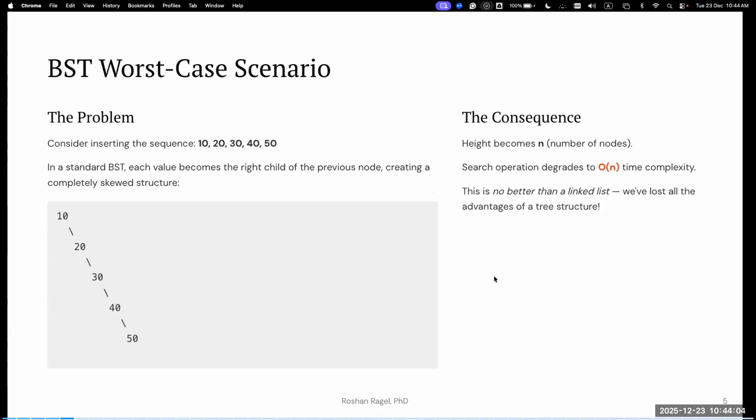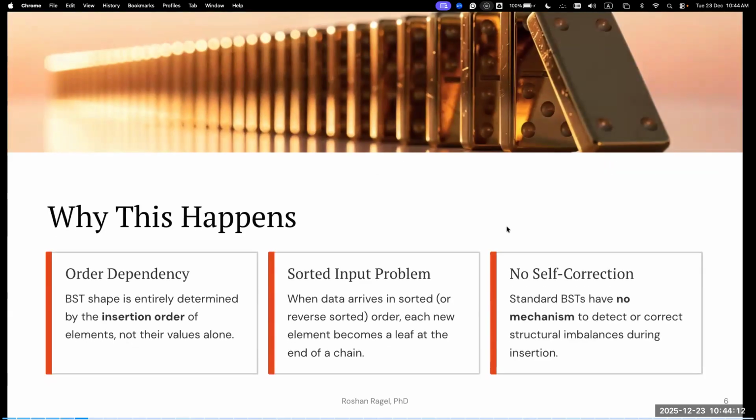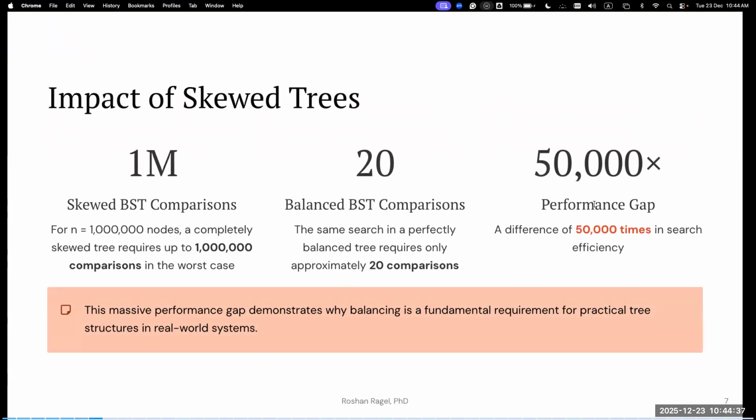That's where we are right now. And we also have discussed why it happens even earlier. So order dependency, I mentioned it. It's not just about the elements, but also the order in which we put the elements that determines how the tree is going to be made. Particularly when you have inputs which are sorted, we have a serious problem. And there's no way of automatically getting it corrected in a regular binary search tree. So these are things I already have discussed, but I'm putting them in the slides.